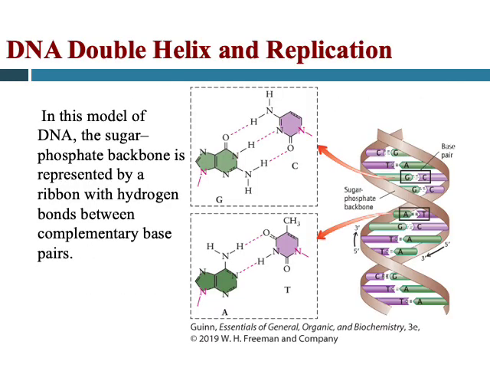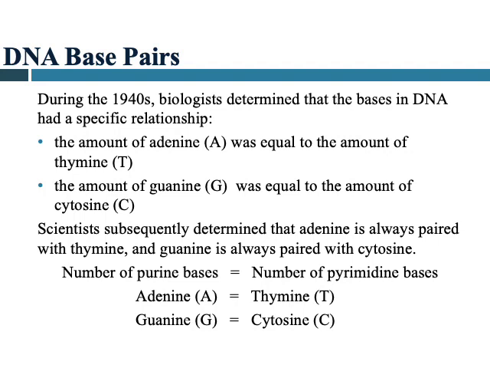So now we're going to talk about what the DNA double helix is, what the structure of the DNA is, and what the process called replication is. Before we go to DNA replication and the structure of the DNA, we first talk about what the DNA base pairs are. During the 1940s, some biologists determined that the bases in DNA had a specific relationship. One base is always present in an equal amount to another base.